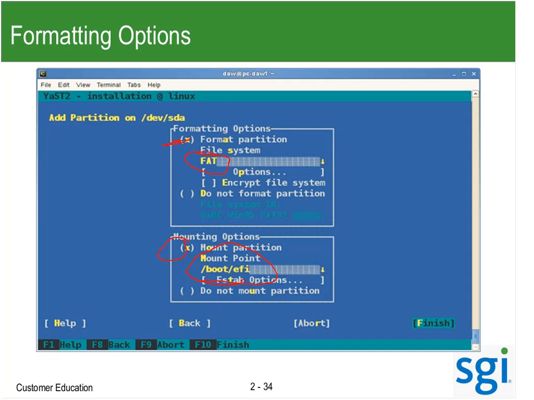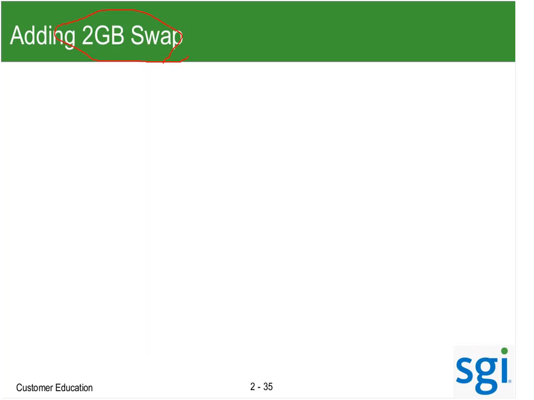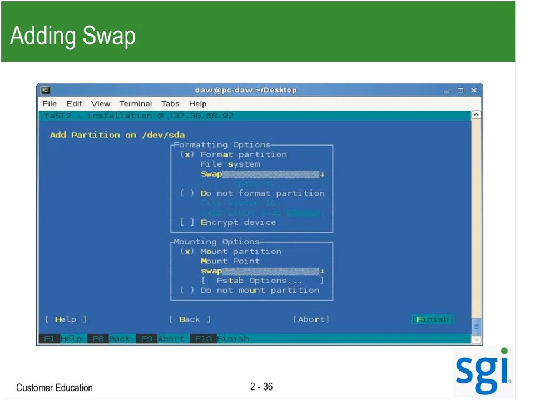Tab to finish. Again, we're not starting the install yet. We're just setting up configuration. Now, I've skipped some screenshots here, but I've gone into custom size, 2 gig for my swap. So I'm trying to do a 2 gig swap as my second partition. And then I've configured it as swap and mounted it as swap. And then hit finish.